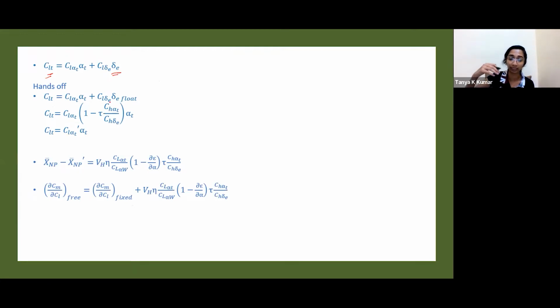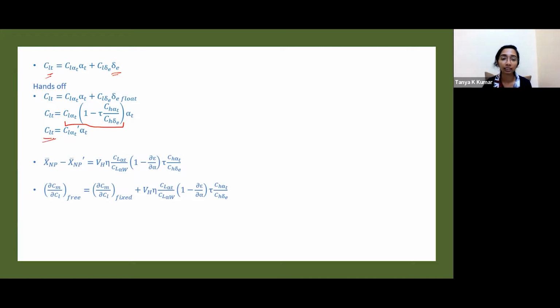When the stick is left, the elevator floats freely and it rests at a point where the hinge moment is 0. That is this delta E float. So substitute that value into this equation and you get this. Finally, we see that CLT is CL alpha tail dash into alpha tail. CL alpha tail dash is the corrected alpha tail because of the stick free condition. If you leave the stick, the CL alpha tail becomes CL alpha tail prime. That is what changes your CL tail.